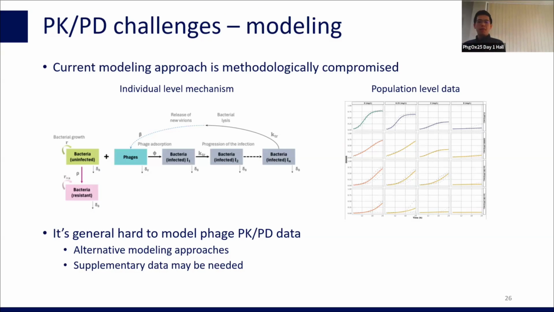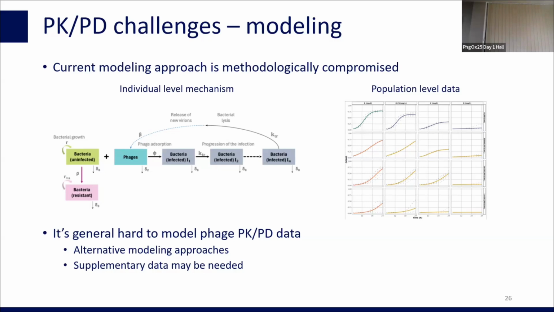Very briefly, I'll mention modeling, because this is a critical tool we use to study PK/PD in almost any field. In the current modeling approach, there's a discrepancy between how we build a model and how we measure the data. These models represent the individual level, like how phages and bacteria interact with each other. This applies at the individual level, right? But the data we measure is at a population level. We measure a bunch of bacteria concentrations. We don't measure a specific bacterium or phage, right? So there's a discrepancy between these things.